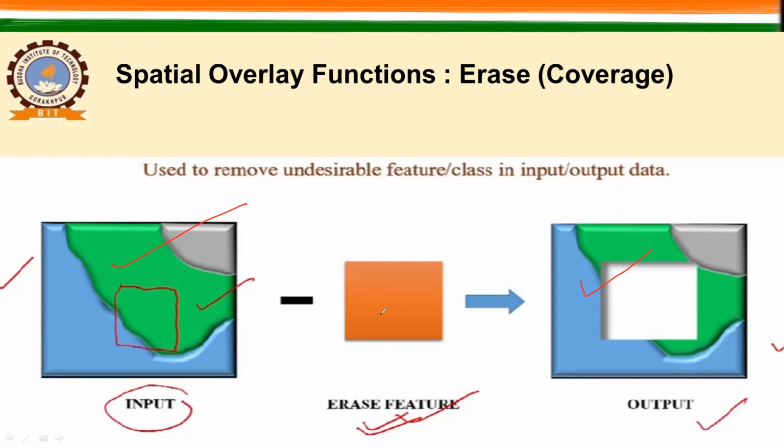But when you are dealing with this classified map, which has been derived from the satellite data, somehow you feel that a particular area is not relevant, or maybe a particular class is not relevant to your project. Then how do you remove that class from your output? Then we have to define an erase feature, and then you can get this kind of output.